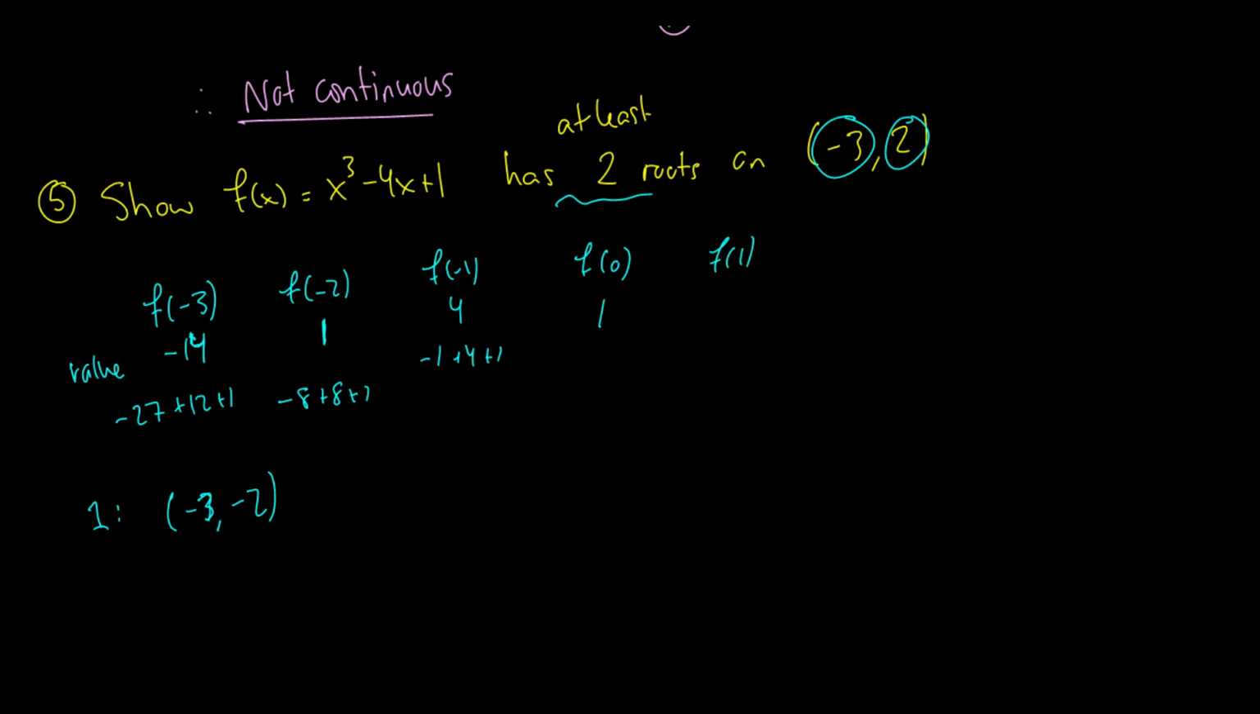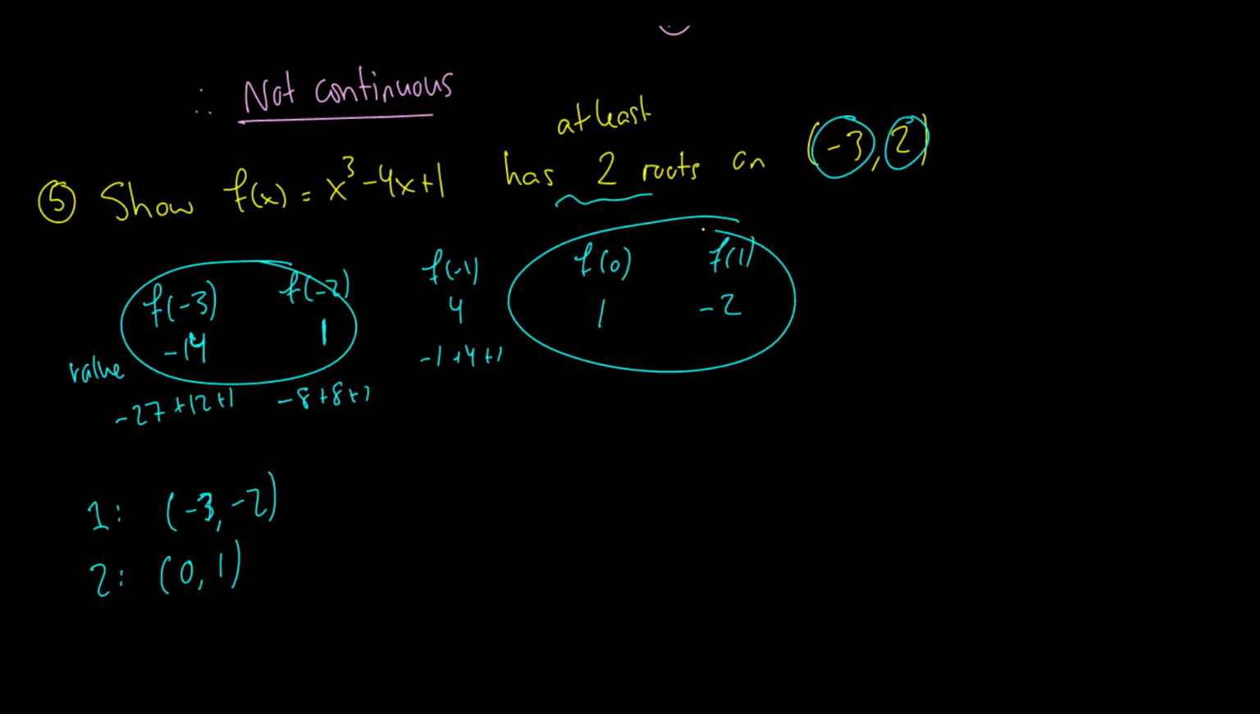f of 1, let's try this one out. Well, that's 1 minus 4 plus 1. So this is -2. So we know there's another root between 0 and 1. 0 isn't negative or positive. So there's some root between these two numbers and between these two numbers. And let's check to see if there's another one, because I said at least 2 roots. So we found at least 2 roots, but let's check the last one for fun.